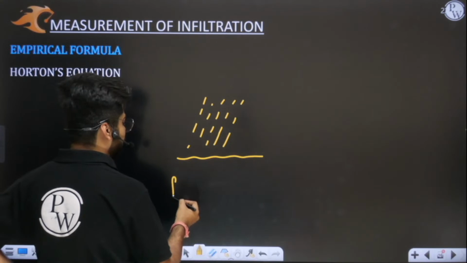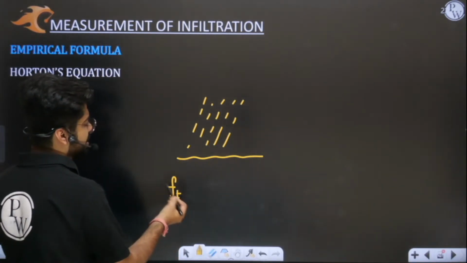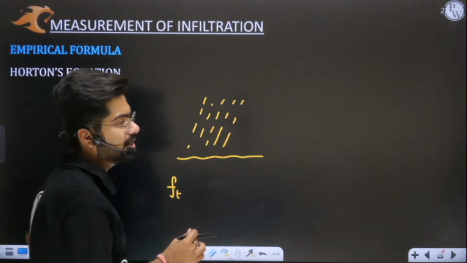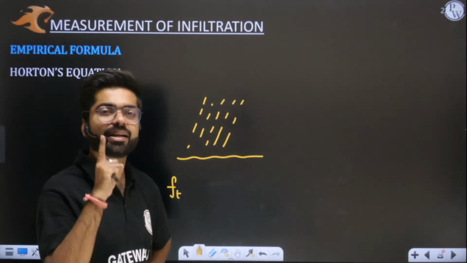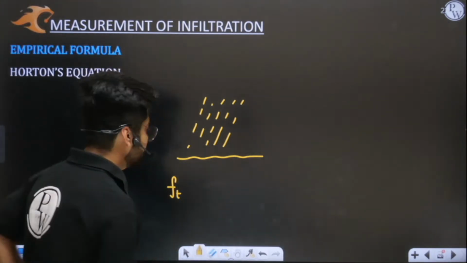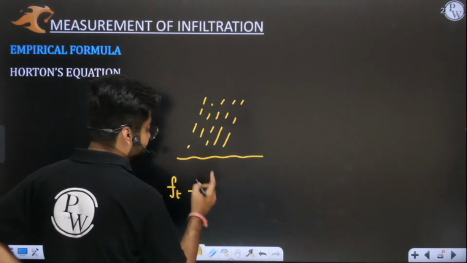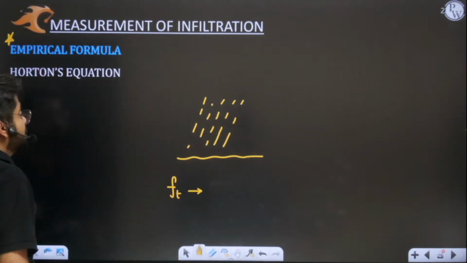What is infiltration capacity? I have told you the symbol for infiltration capacity is FT. What is the meaning of infiltration capacity? You were told that infiltration capacity is the maximum rate. Listen very carefully here, otherwise you will get confused. This is a very important concept because it will be asked in your GATE examination. I am marking it with a star here.